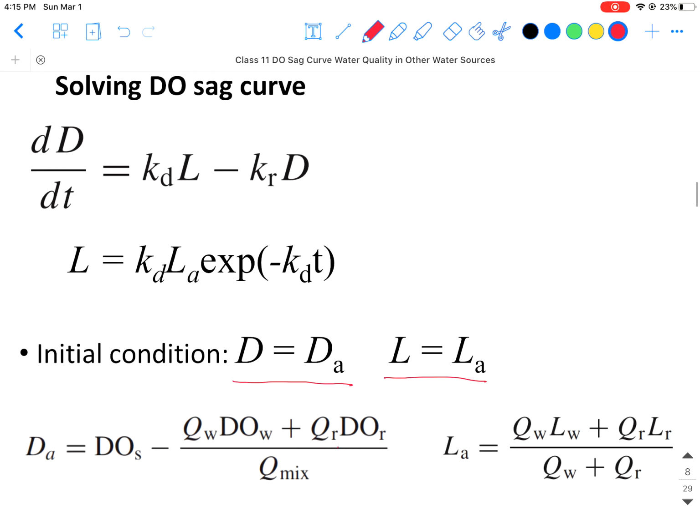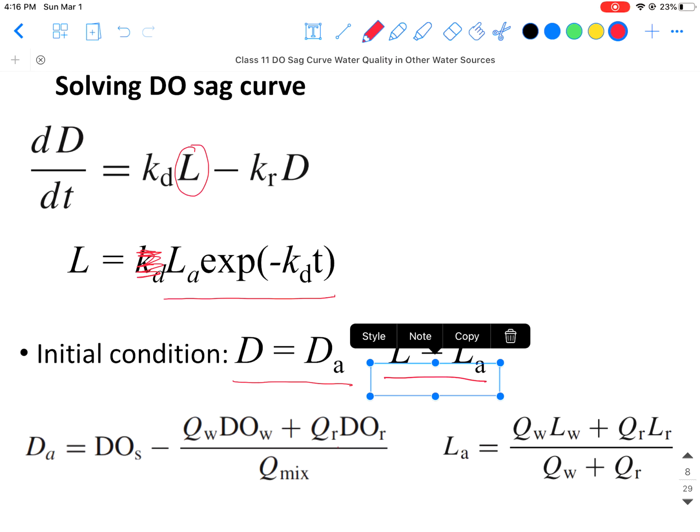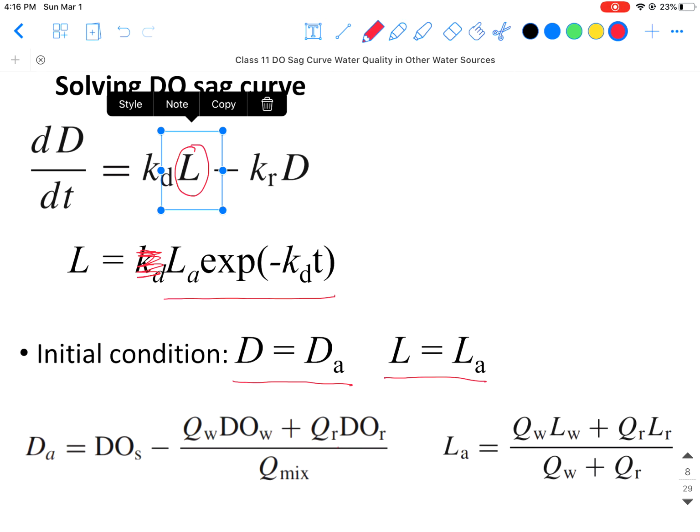And further in this differential equation, we know the L, we solved for that in our last class. Basically, L is equal to L_A multiplied by exponential of minus kd t, okay? So this is solving for the remaining organics in the water due to the oxidation by the microorganisms, okay? So we have these initial conditions. You can see that we basically have three equations, right? We have the differential equation, and we have these two boundary conditions. How do we solve for the D here?